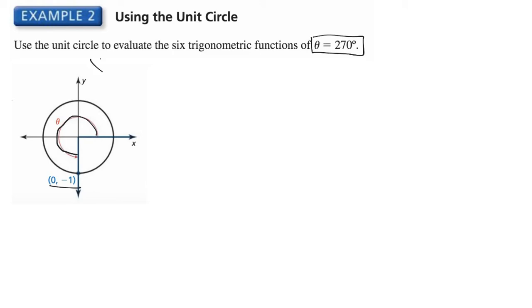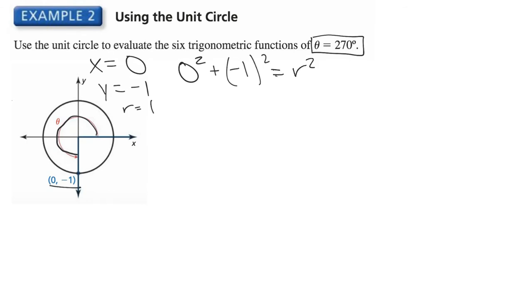Now, we have our x, we have our y, and then we don't have our r. Now, our r is our radius, which our r should be 1, correct? Okay, so let's go ahead and check that just in case. We have 0 squared plus -1 squared, equals r squared. That's what we're working with, radius. Okay, 0 plus 1 equals r squared, square root it.